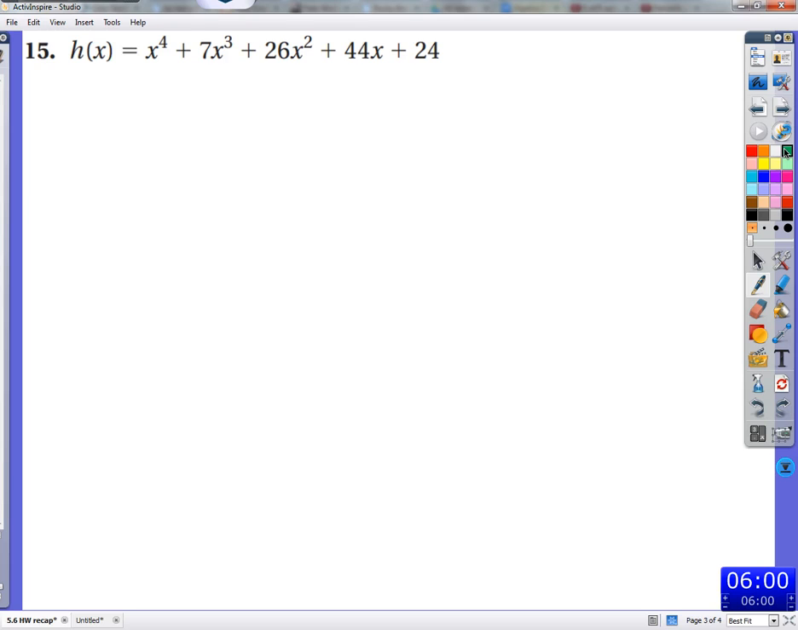Factor the constant. Okay. So remember, we get plus or minus for each factor, right? Because if we do negative 1 times negative 24, we get 24. So we have to include those negatives. 1, 2, 3, 4, 6, 8, 12, 24. Am I missing any? No. Okay. So what is this list? Possible zeros.